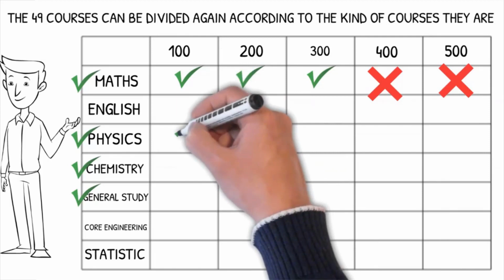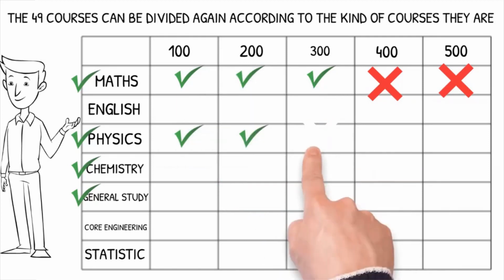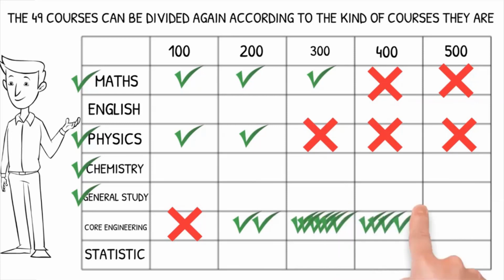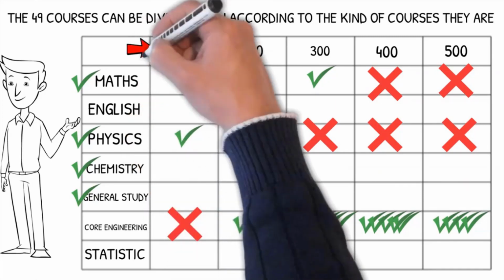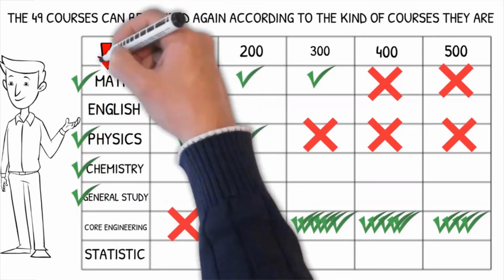Physics, maybe you could do some physics courses in 100 level. You do some more in 200 level and don't do again for the rest of the levels. Maybe you wouldn't even do any core engineering course in 100 level. Maybe in 200 level you do only 2. Maybe 300 level you do 7. Maybe 400 level you do another 5. Maybe 500 level you do 4. So the same 49 courses can be categorized as the courses done per each level. They could also be categorized according to the core nature of the courses.